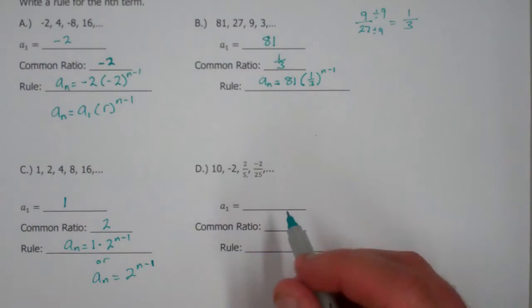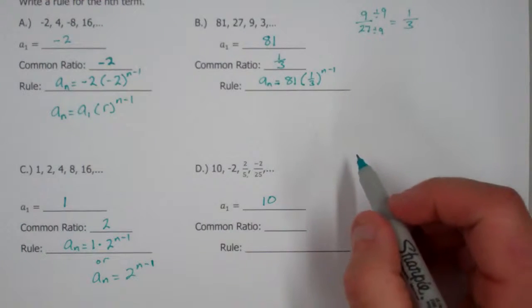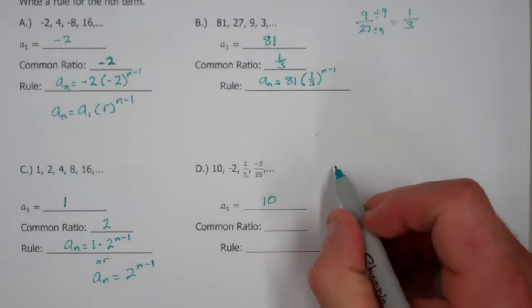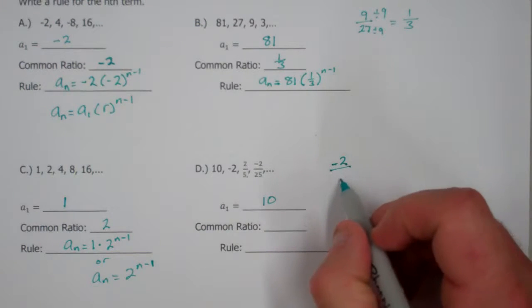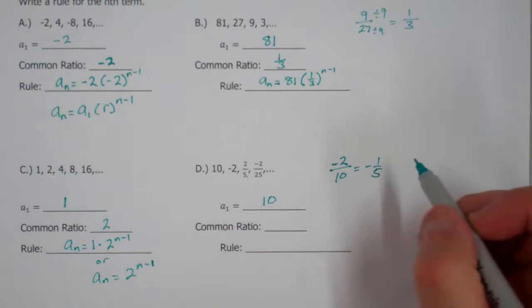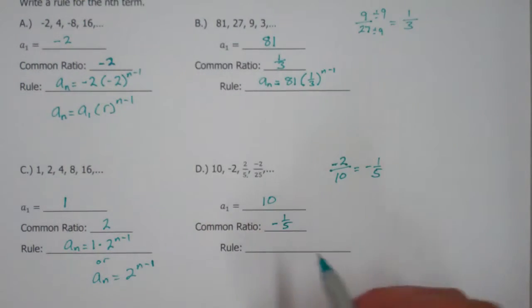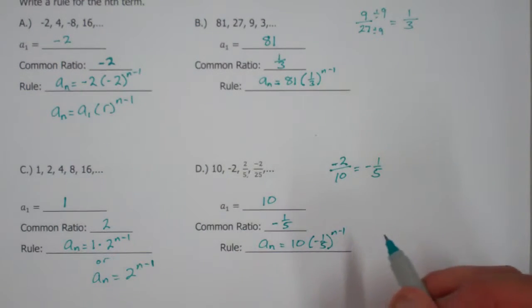In example D, a sub 1 is 10. It's the first term. The common ratio, this one isn't jumping out at me right now. I know it's going to be negative because my sign is changing. But I think I'll use that old trick that we use. I guess it's not really a trick, but just how to find it, is we're going to set up a ratio. And we can divide by 2 in the numerator and denominator, and so we find that r, or the common ratio, is negative 1/5. The rule then will be a sub n is equal to 10 times negative 1/5 to the n minus 1 power.